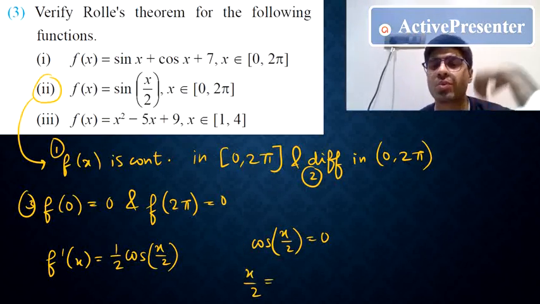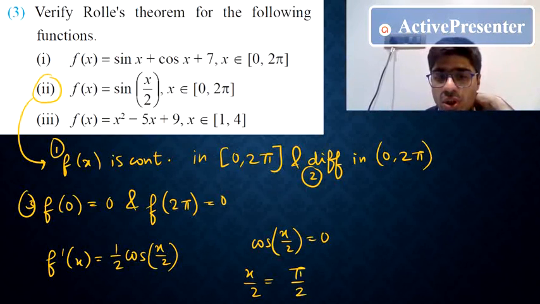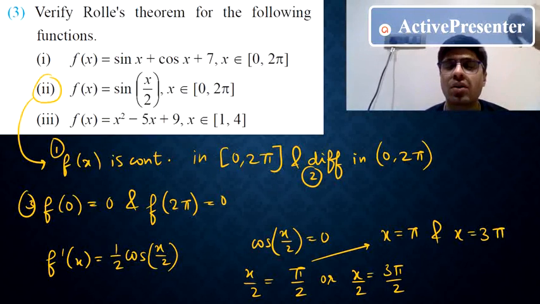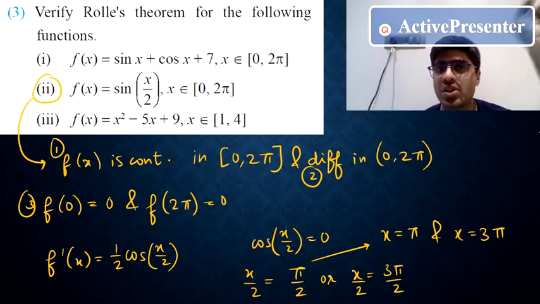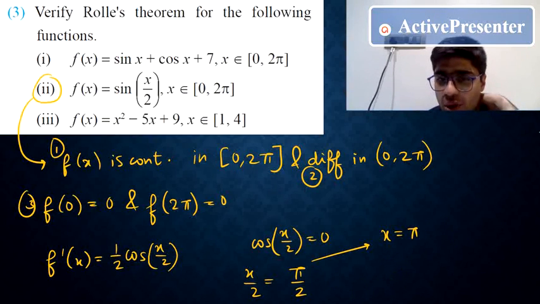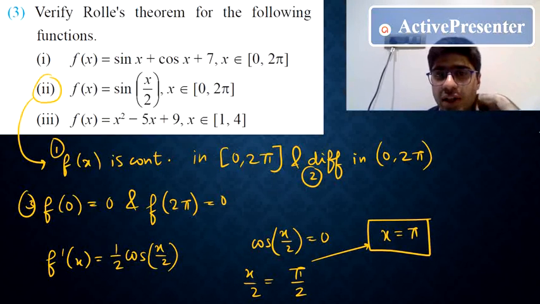Cos of x by 2 equal to 0 means x by 2 can be equal to 90 degrees, which is pi by 2 radians, or x by 2 can be equal to 270 degrees, which is 3 pi by 2. So a possible value of x that we have is pi, and the other possible value of x that we have is 3 pi. Of course, I know there are more values, but I'm just trying to find values that lie in this interval. x equal to 3 pi has to be discarded because it does not belong to the interval 0 to 2 pi. So we discard this possibility, but at least the first possibility that we have taken gave us the value of x as pi. So the value of x as pi does lie in this interval.